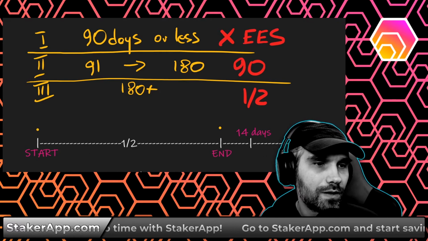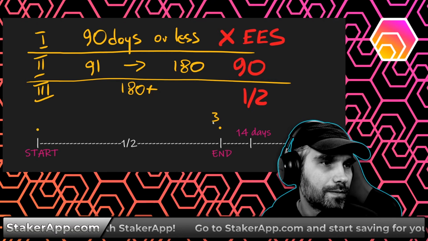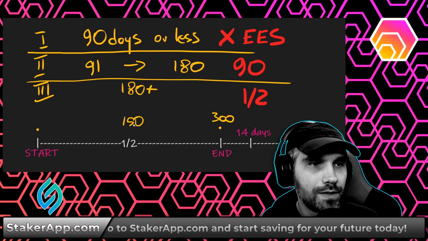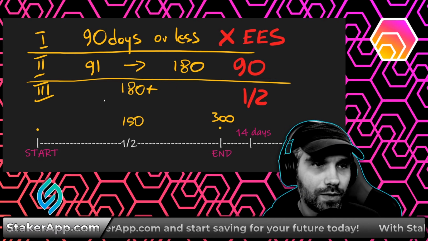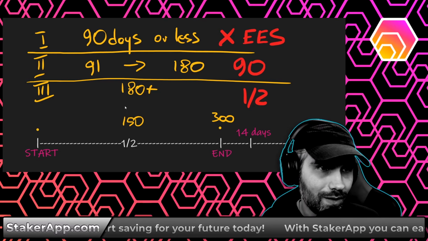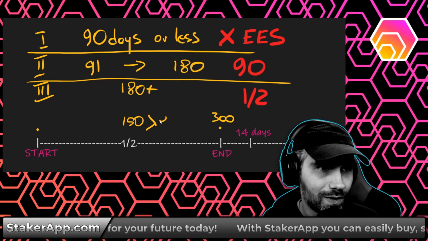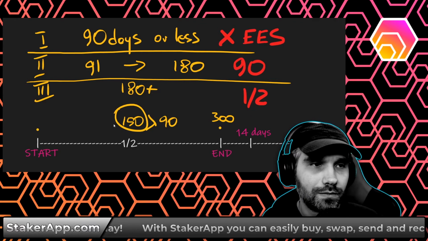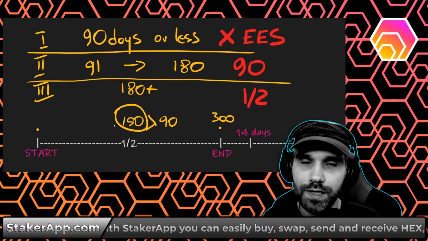Let's say we go for 300 days. We need to serve 150 days to pull out the principal safely without losing any of our principal. And 150 days is more than 90, so the contract takes this number, right, for its calculations.